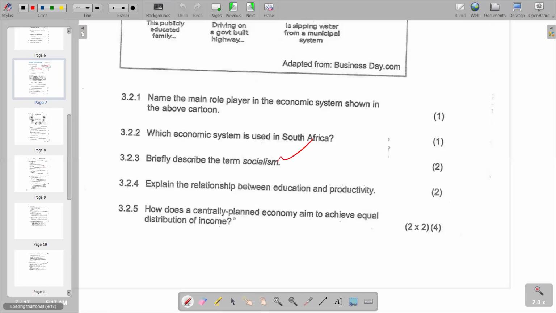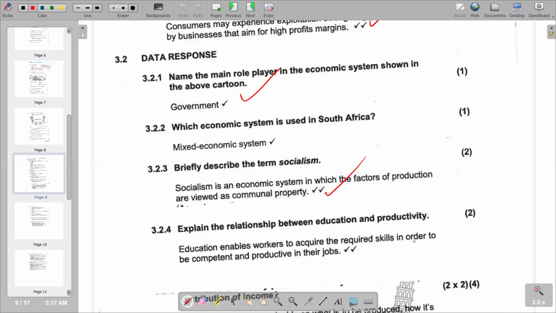Then 3.2.4 reads, explain the relationship between education and productivity. Obviously, we can start by understanding what exactly we mean by productivity. Productivity is the average number of units produced by an individual worker. So when workers are educated, they have the knowledge to produce, so they produce more, and we are going to see productivity going up. That's the relationship we can deduce there. So let's go to our answer section and see what explanation we have. Education enables workers to acquire the required skills in order to be competent and productive in their jobs.